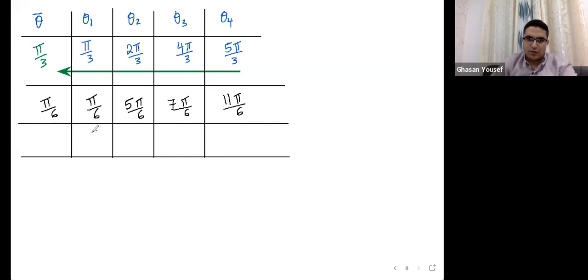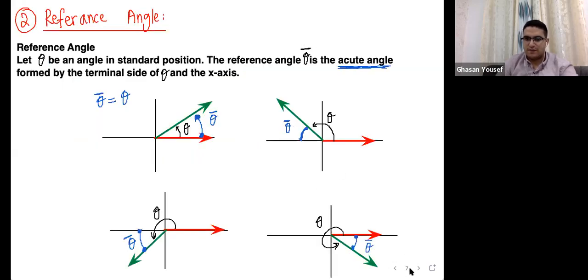And also you should know pi over 4 is in the first quadrant, and 3 pi over 4 is in the second quadrant. 5 pi over 4 is in the third quadrant, and 7 pi over 4 is in the fourth quadrant. All of them have the same reference angle, pi over 4. And you can check that by graphing like this.